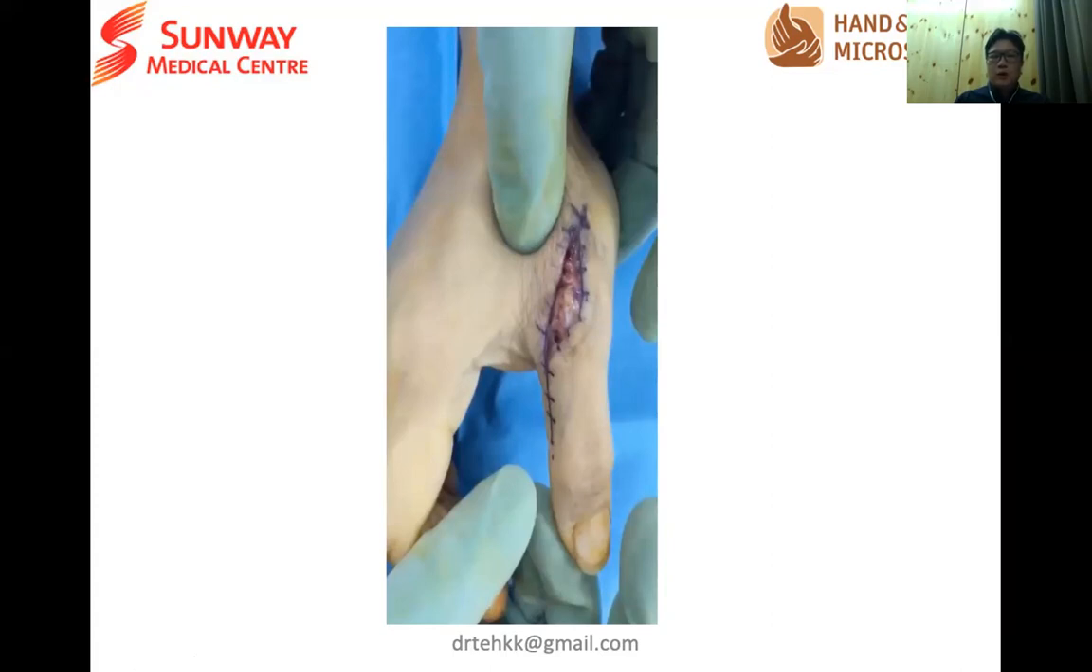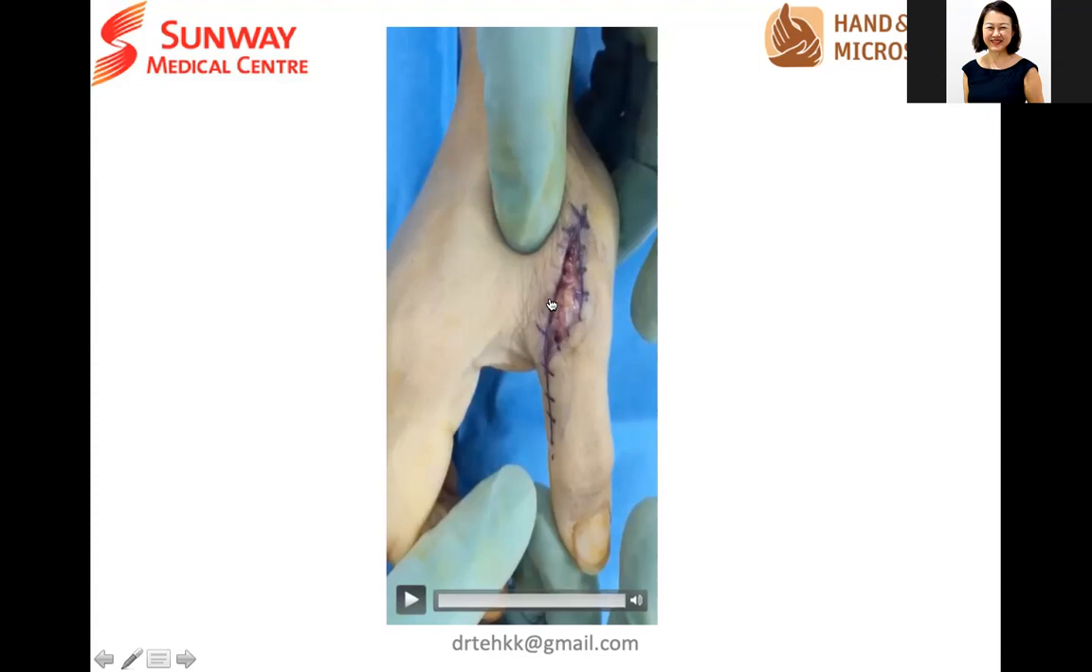So why is it called gamekeeper? Because the gamekeeper used to break the fowl, the game that they catch or shoot, and they kill them by putting the chicken or the fowl here and then using the thumb to break the neck of the fowl. Okay. So that causes laxity of the ulnar collateral ligament over time. So that's a chronic injury, not an acute injury.